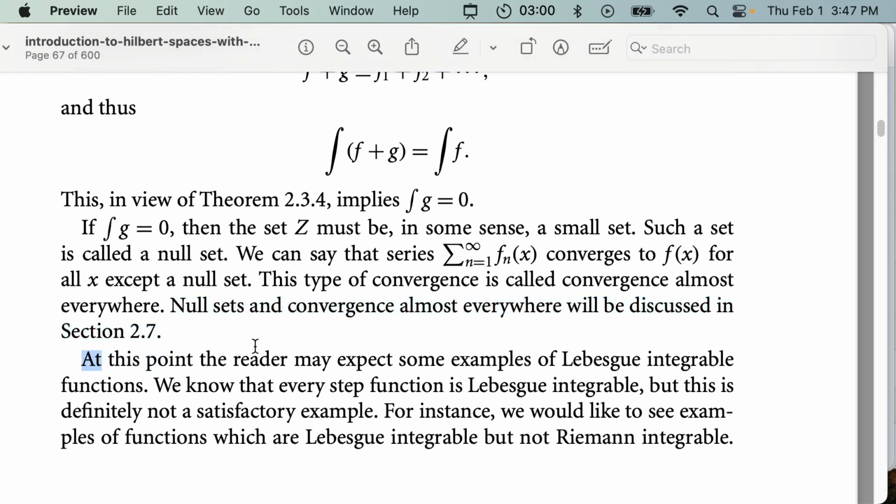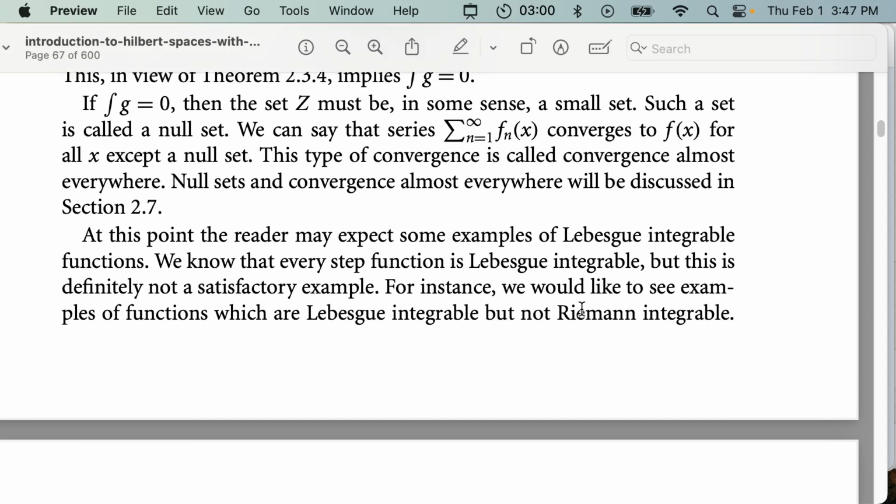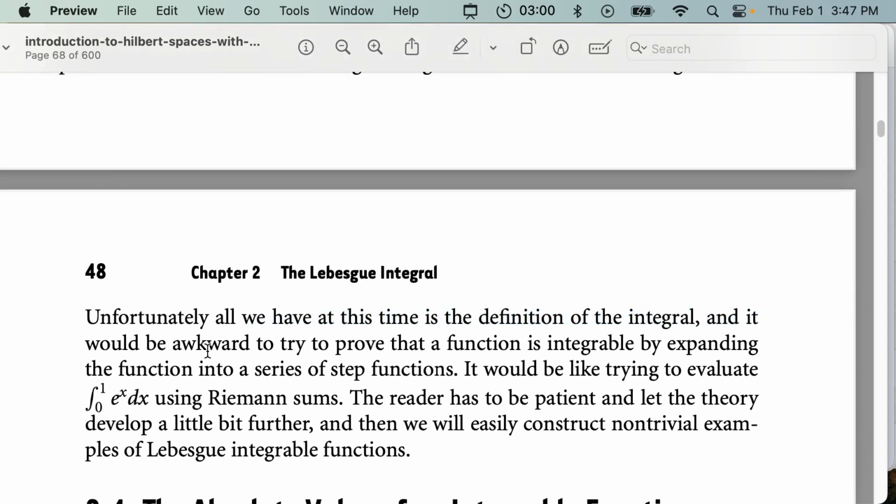Look at this. At this point, the reader may expect some examples of Lebesgue integrable functions. And then the rest of this says, I'm not going to do that. We know that every step function is integrable, but that's not a satisfactory example. We would like to see some other examples. Unfortunately, it would be awkward to try to do that. It would be awkward to try to prove that. It would be like trying to evaluate this using Riemann sums. The reader has to be patient and let the theory develop a little bit further. And then we will easily construct some non-trivial examples of integrable functions. Okay, so that's where we are. So we're still building the fire. So it seems like we're done, but we've moved from birch bark to a twig, okay?